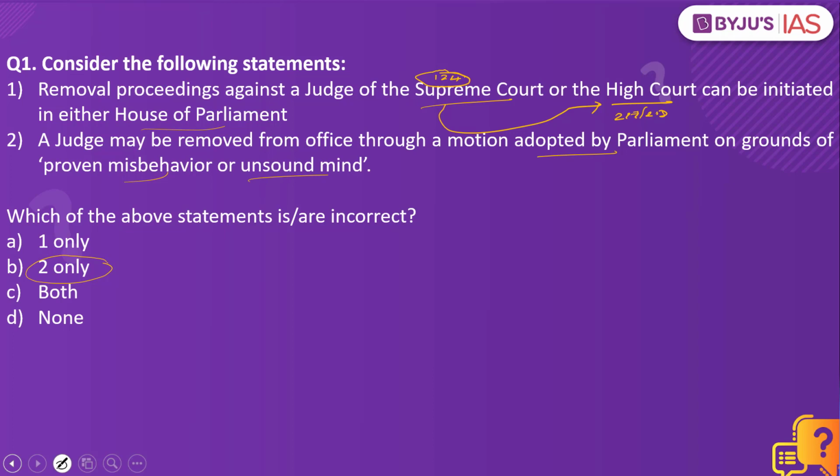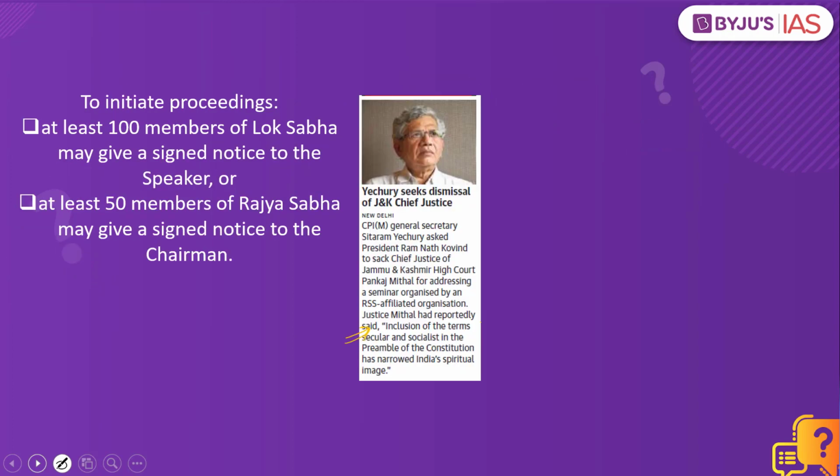What is the procedure? The procedure is clearly elaborated in the Judges Inquiry Act of 1968. According to this act, removal proceedings can be initiated both in the Lok Sabha or in the Rajya Sabha. So the first statement is right. Under this act, proceedings can be initiated when at least 100 members of the Lok Sabha give a signed notice to the Speaker, or at least 50 members of the Rajya Sabha give a signed notice to the Chairman. The Speaker or the Chairman may have to accept it. If they don't accept, then it is immediately withdrawn.